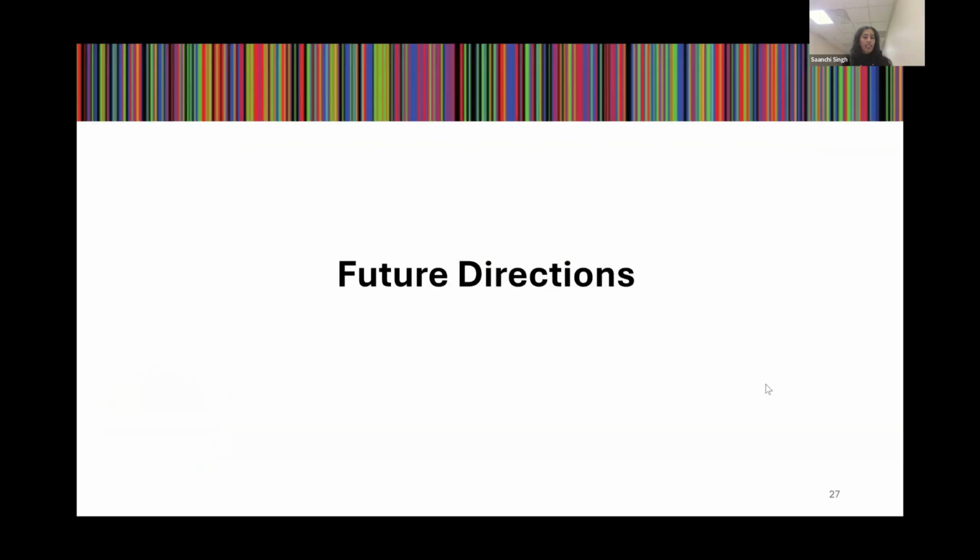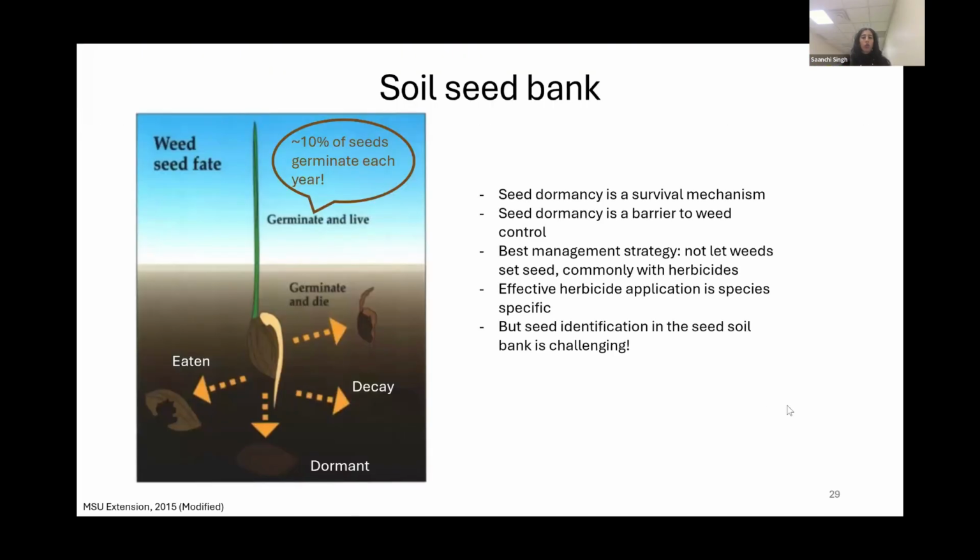Now I'd like to take some time to talk about future directions of this project, like what we're working on currently or planning on working on soon. We're working on detecting noxious weed seeds in the soil. Weed seeds can persist in the soil seed bank for years upon years. The soil seed bank is dynamic, so some seeds will decay in the soil, some will persist but not be viable, some will germinate and emerge, and some will get eaten by birds and insects. So there are a lot of things happening in the soil in relation to seeds.